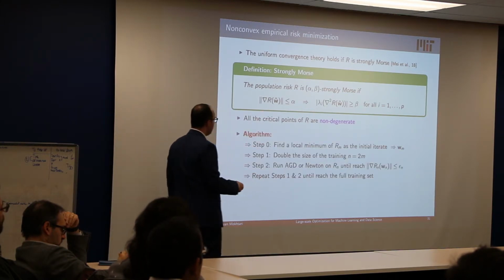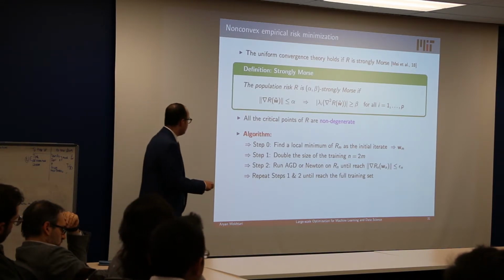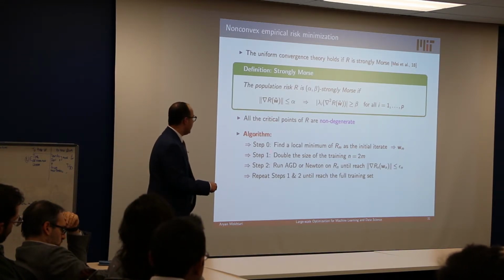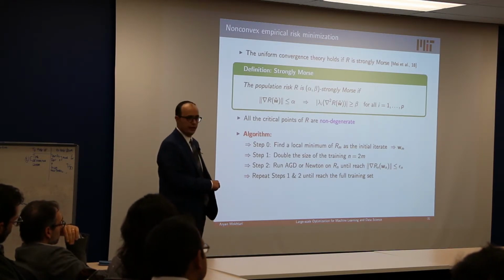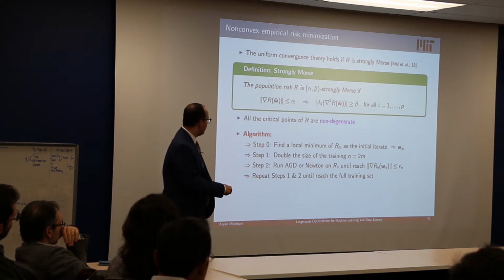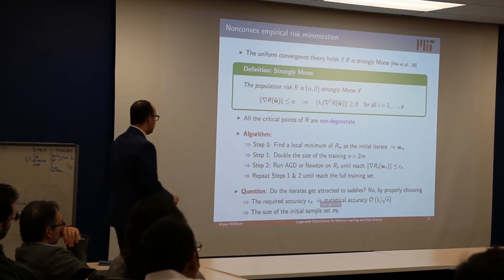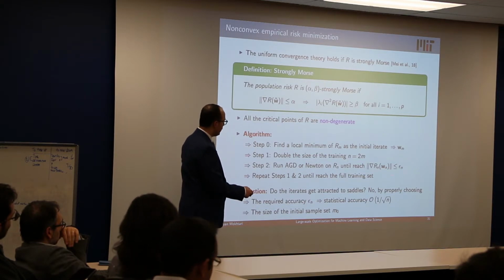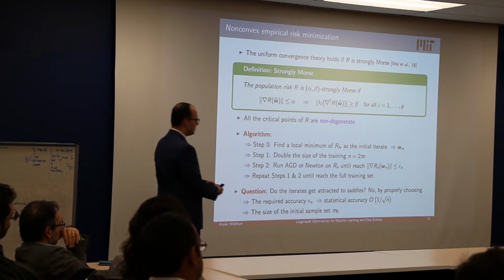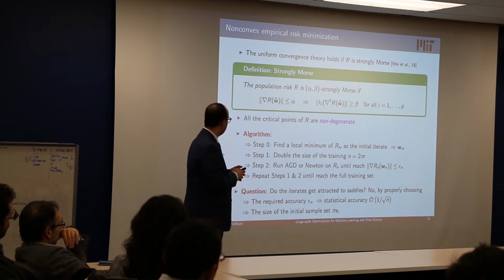So if this condition is satisfied, we can follow the idea of adaptive sample size that I explained. You find the local min for the first problem, then you double the size of the training set, and you find a point that has a gradient smaller than epsilon_n. Once you have reached that, you go back to step 2 and double the size of the training set until you reach the full training set, right? What's challenging is, how can I ensure that I don't get attracted to saddles? Well, if you properly choose this epsilon_n, which is also 1 over square root of n, and you properly choose the initial size of the training set, then you can ensure that the iterates never get attracted to other saddle points of the next problem.